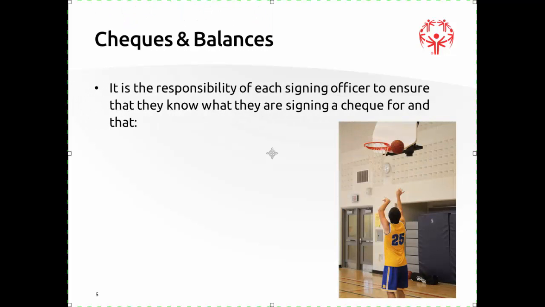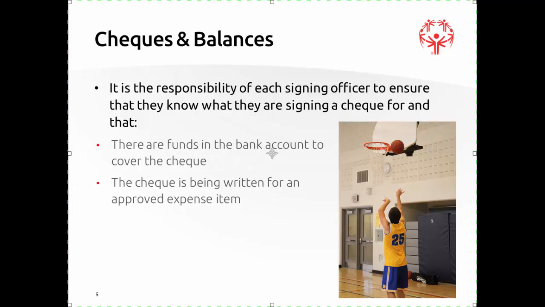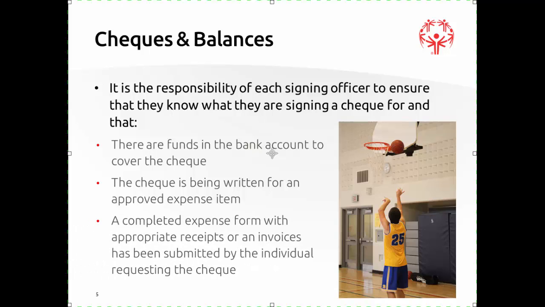Checks and balances. It is the responsibility of each signing officer to ensure that they know what they are signing a check for, and that A, there are funds in the bank account to cover the check; B, the check is being written for an approved expense item; and C, a completed expense form with the appropriate receipts or invoices has been submitted by the individual requesting a check.